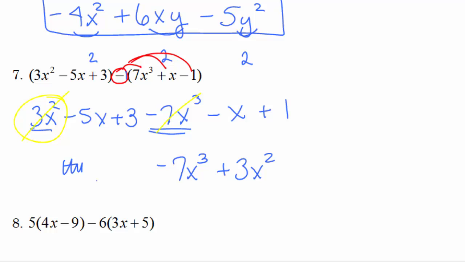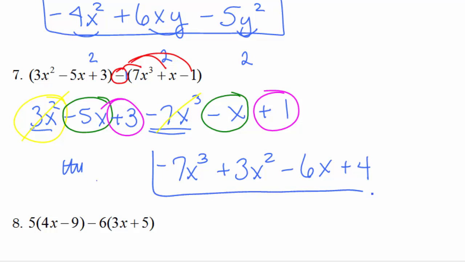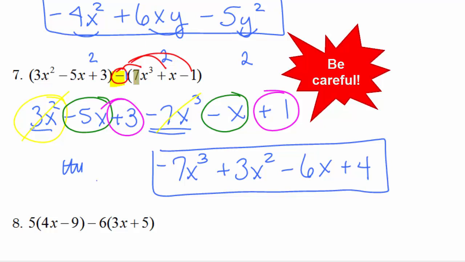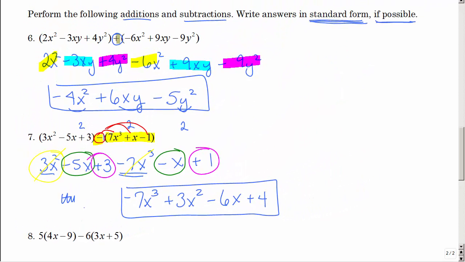Right? Is anything alike? Well, let's see. I have a negative 5x and a negative 1x. That's negative 6x. And then I have a plus 3 and a plus 1, which is a plus 4. And have I written my answer in standard form? Yes, I have. Key thing on this problem is this minus sign gets distributed to everything behind it in that parenthesis. That's all there is to it. But if you have a plus sign, it doesn't change anything. Get rid of the parentheses and then just collect like terms.